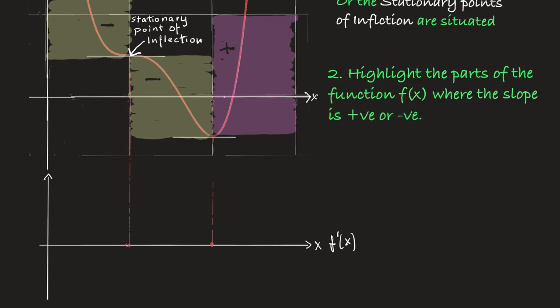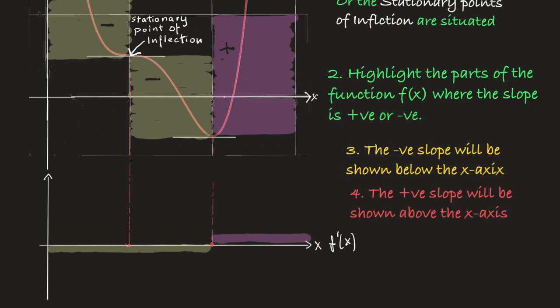These highlights only help me to determine where the derivative function will be drawn. So if we have a negative slope, the derivative function will be shown below the x-axis over here. And so our derivative function here will be below the x-axis, whereas our derivative function here will lie above the x-axis. So where do we start?